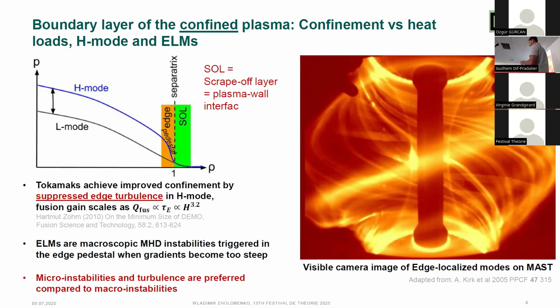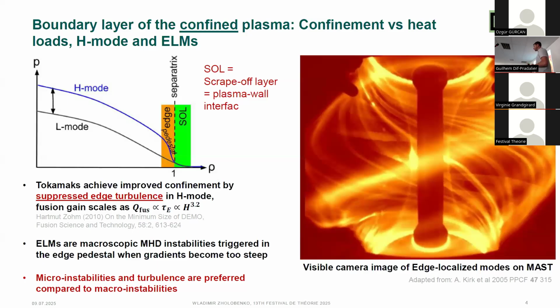This is where the magnetic field lines do not close on themselves anymore before they interface with plasma-facing components, with walls, etc. But of course, the two regions cannot be separated. They are very close to each other, and mostly heat and particles coming from the edge go to the scrape-off layer.